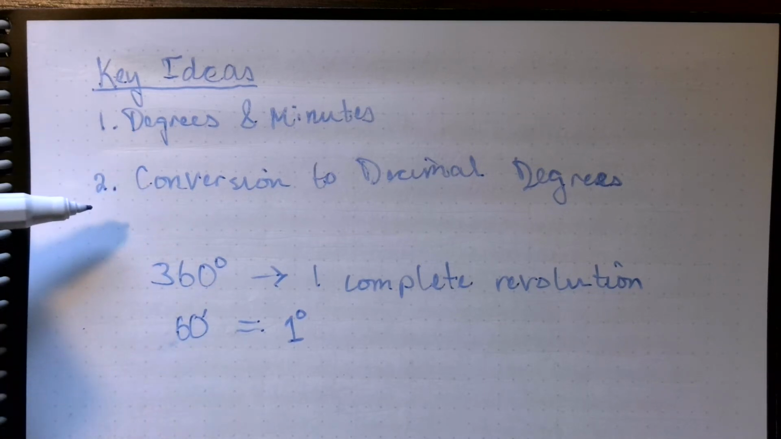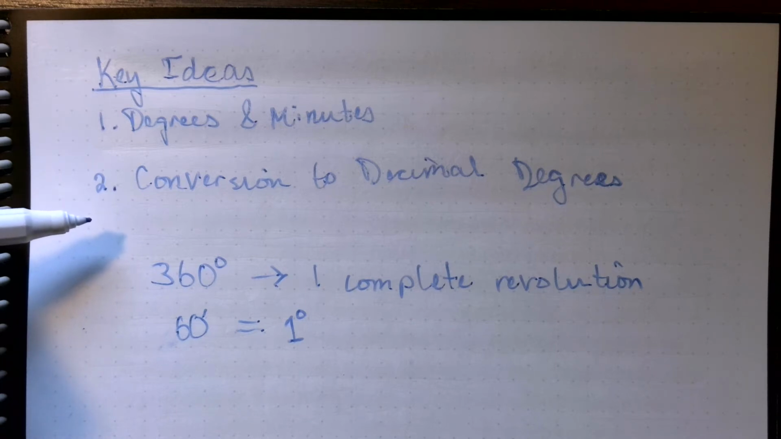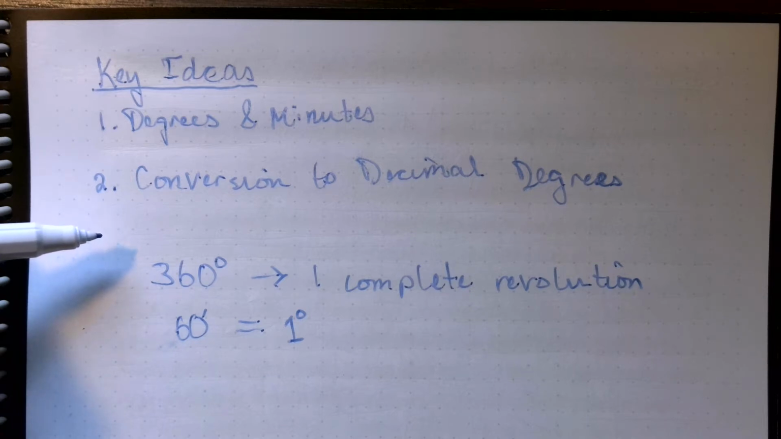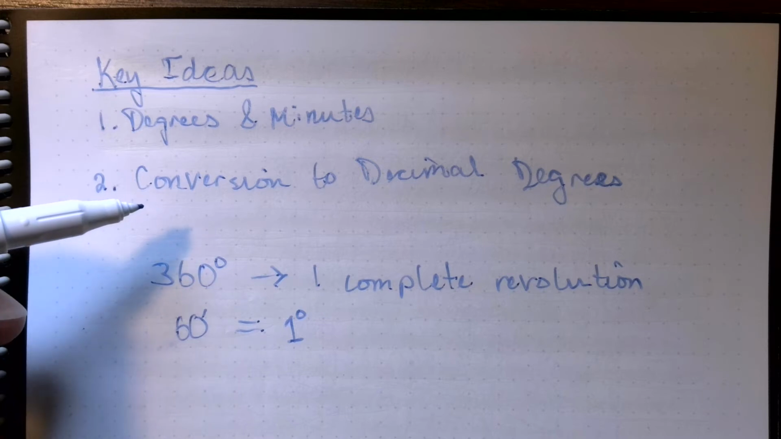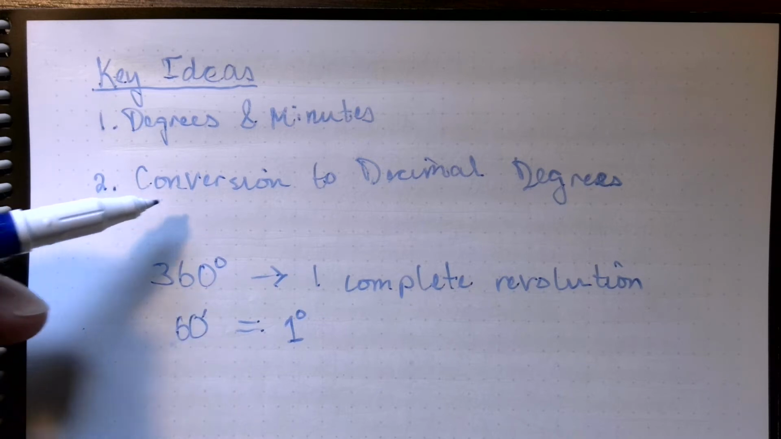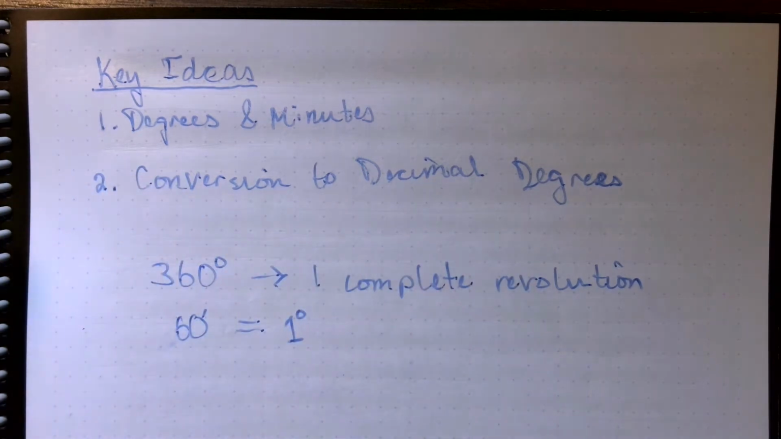The second key idea is we are going to talk about conversion to decimal degrees. So if we have an angle measurement given to us in degrees and minutes, say 62 degrees, 45 minutes, and we want to use our calculator to compute the trig functions, we're going to need to convert that into a form that the calculator can use more readily, and that will be the decimal degrees.